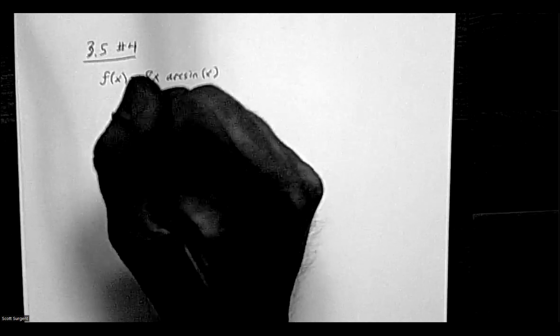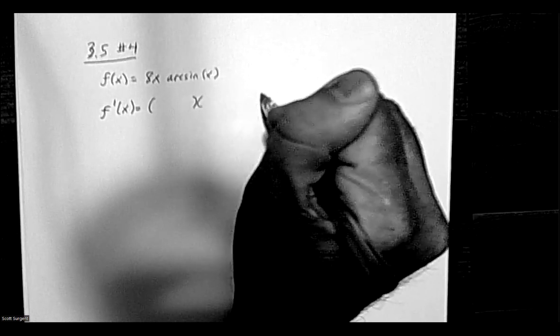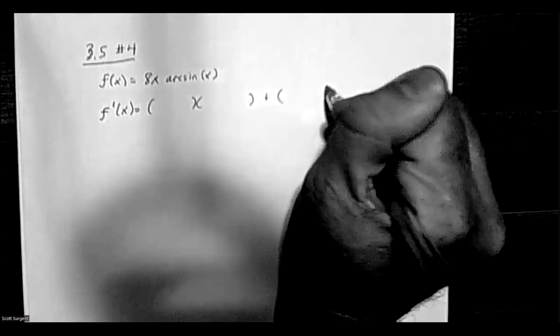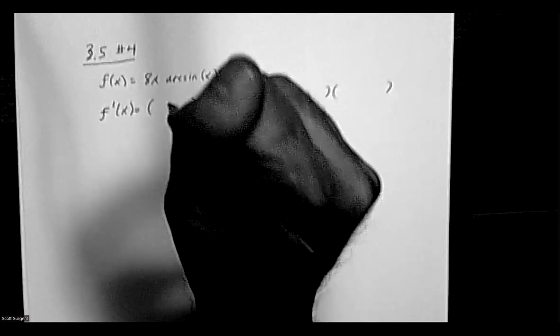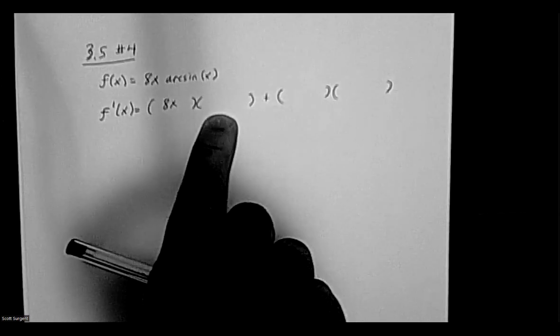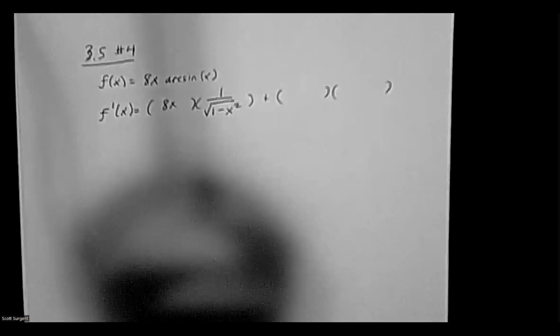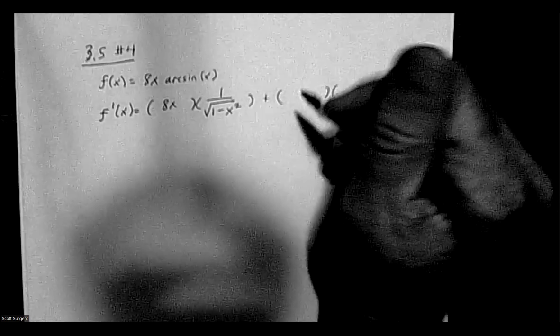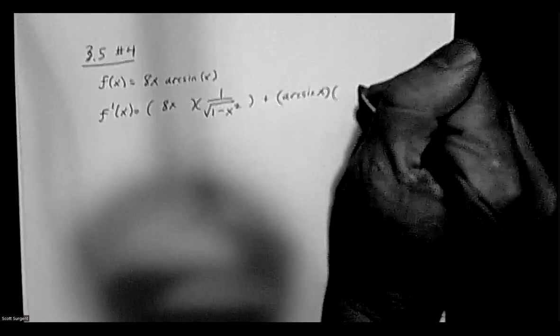On this one, this is 8x times arc sine x, which is the same as sine inverse x. So the derivative is just going to be an application of the product rule. So I just write out my parentheses and I go first, which is 8x, derivative second, and that's one you just have to memorize. Okay, now if you want the proof of that, I can do it for you. Plus the second, which is arc sine, times derivative first, which is 8.